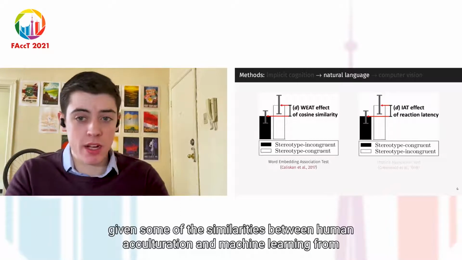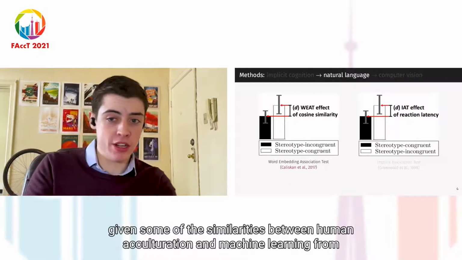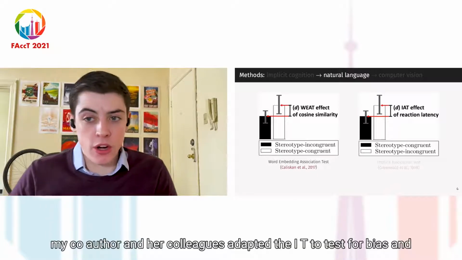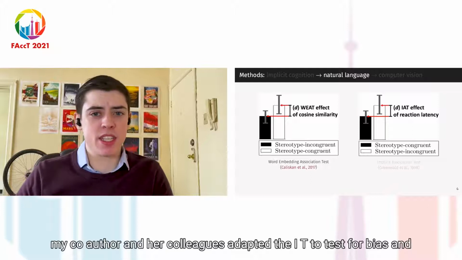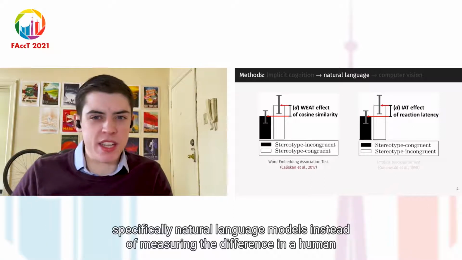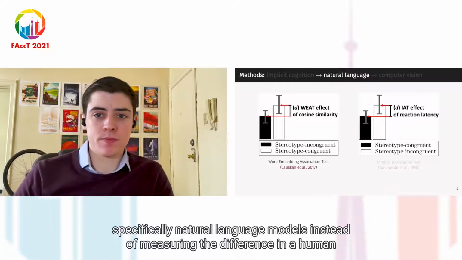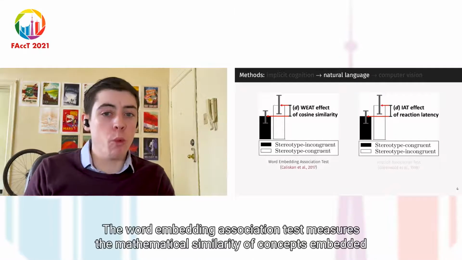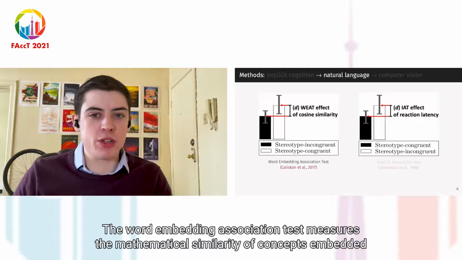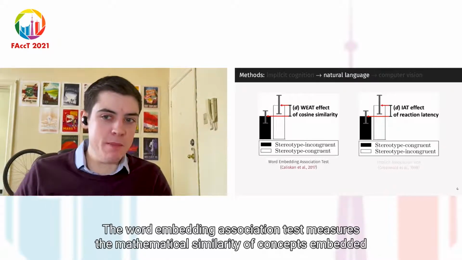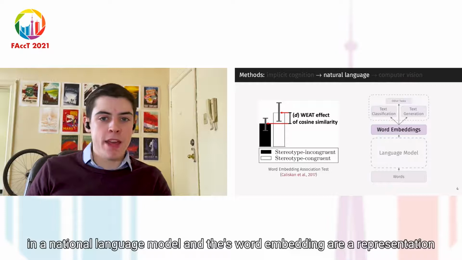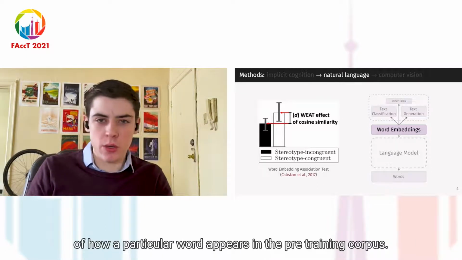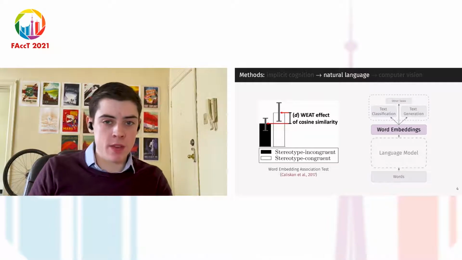Given some of the similarities between human acculturation and machine learning from the internet, my co-author and her colleagues adapted the IAT to test for bias in machines, specifically natural language models. So instead of measuring the difference in a human participant's reaction time, the word embedding association test measures the mathematical similarity of concepts embedded in a natural language model. And these word embeddings are a representation of how a particular word appears in the pre-training corpus.